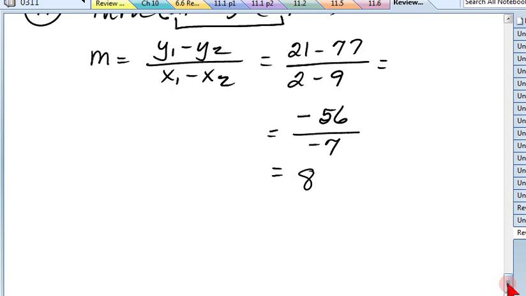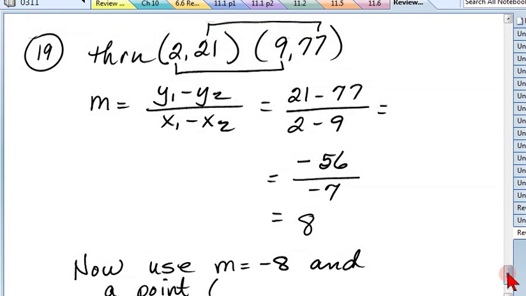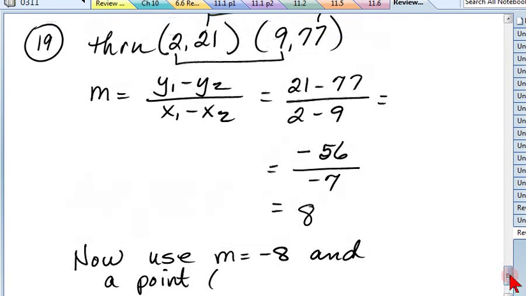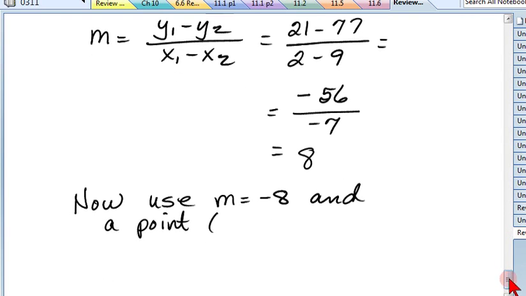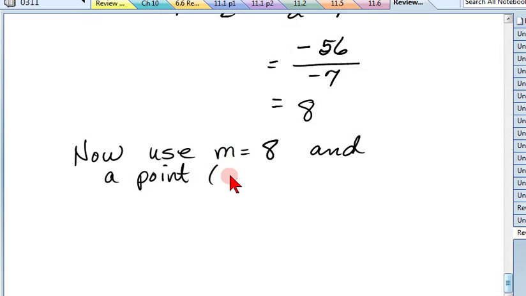That's the slope. Am I through with the problem? No. Now use m equals negative 8 and a point. Okay, pick the positive point, or what do you want me to pick? No, the 8 is positive. Oh, duh. Thank you. Big blobby 8. That's ugly. What point would you like me to pick? 2 and 21. Sure. I usually go for the smaller numbers when it doesn't make much difference.